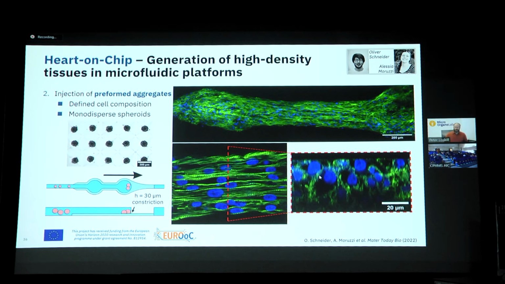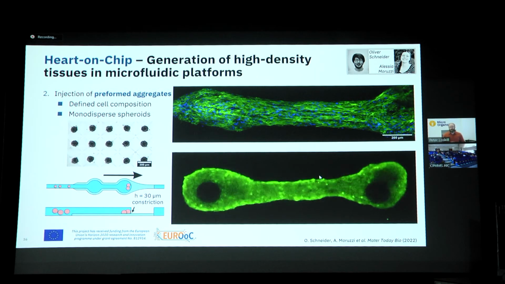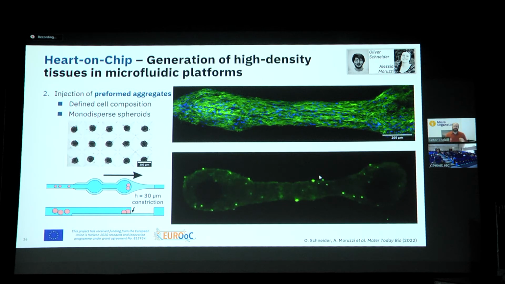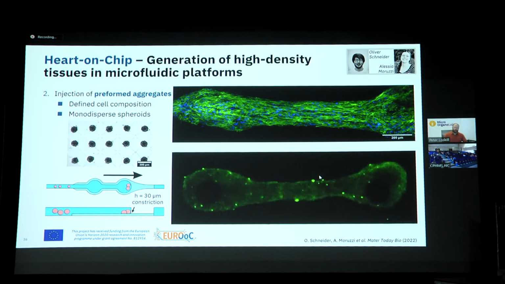And it's not only structurally connected, but also functionally connected. So if you look, for example, here at calcium imaging, using a GCaMP6 reporter cell line, we can see that we really have a fully connected tissue based on these spheroids in the beginning. All right, so these are a couple of ways of how we can generate tissues in an organ-on-a-chip system.